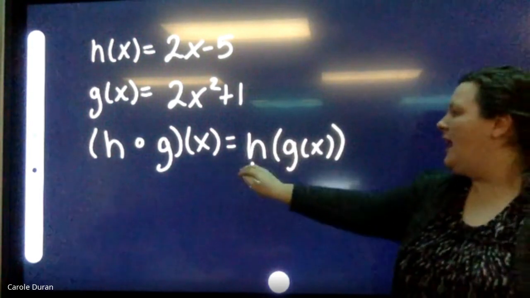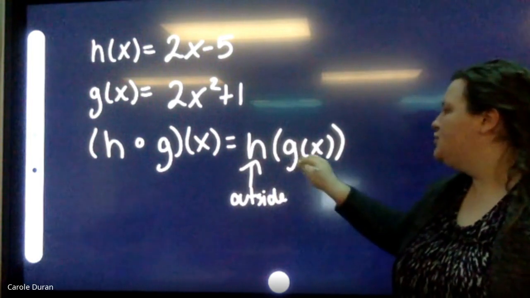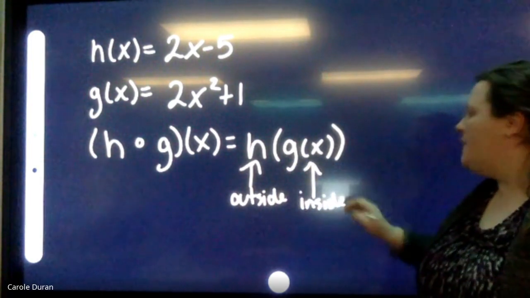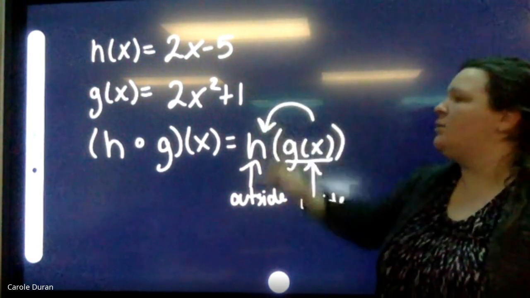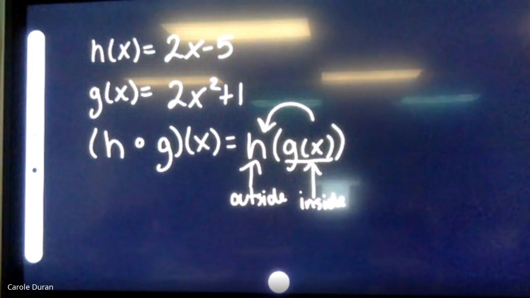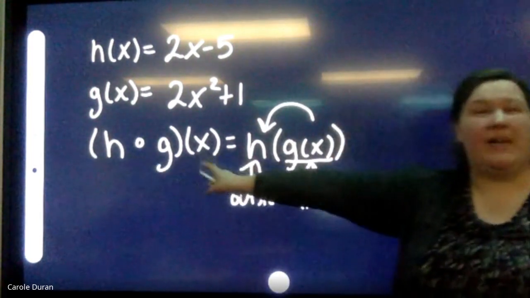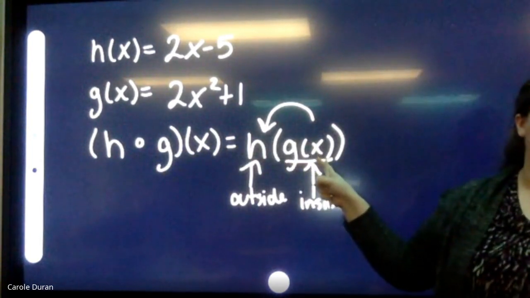H here would be our outside function. G here would be our inside function. And when we're doing the composition, our inside function plugs into our outside function. So I'm going to request that every time you see a composition written this way, so h of g, we rewrite it like this because it makes it easier to understand.